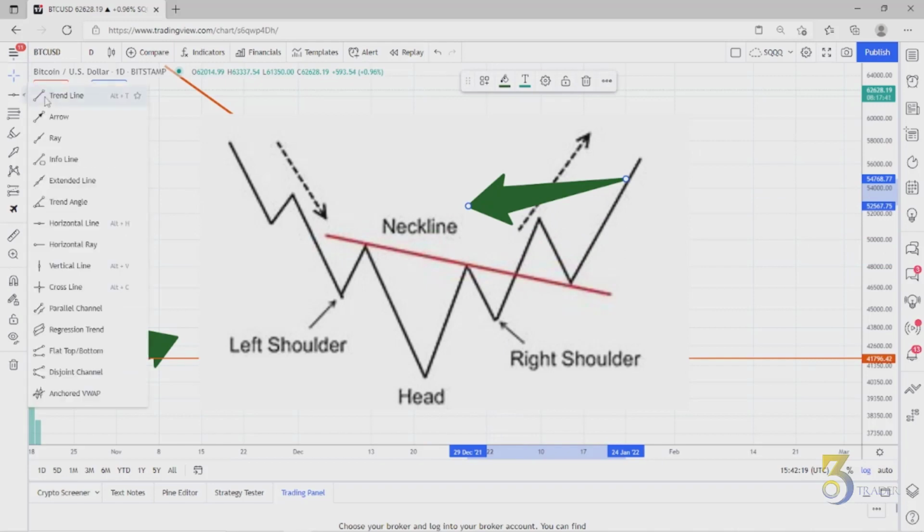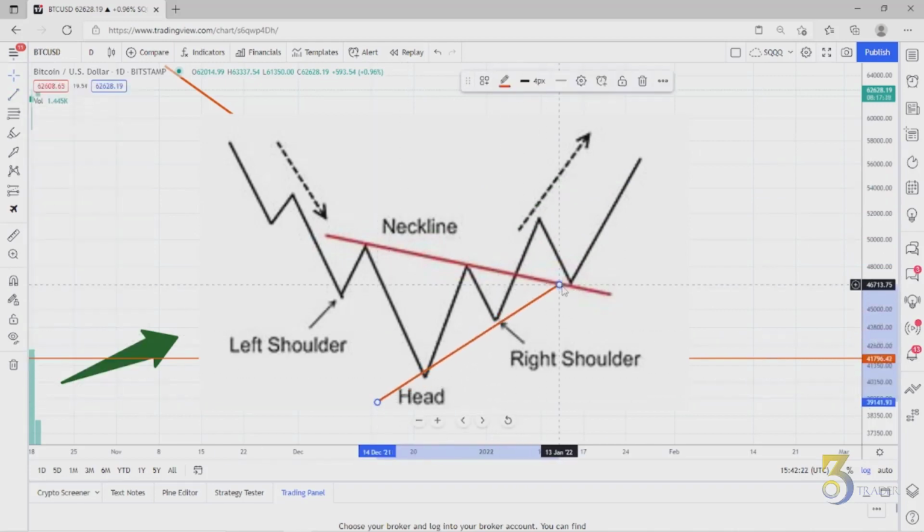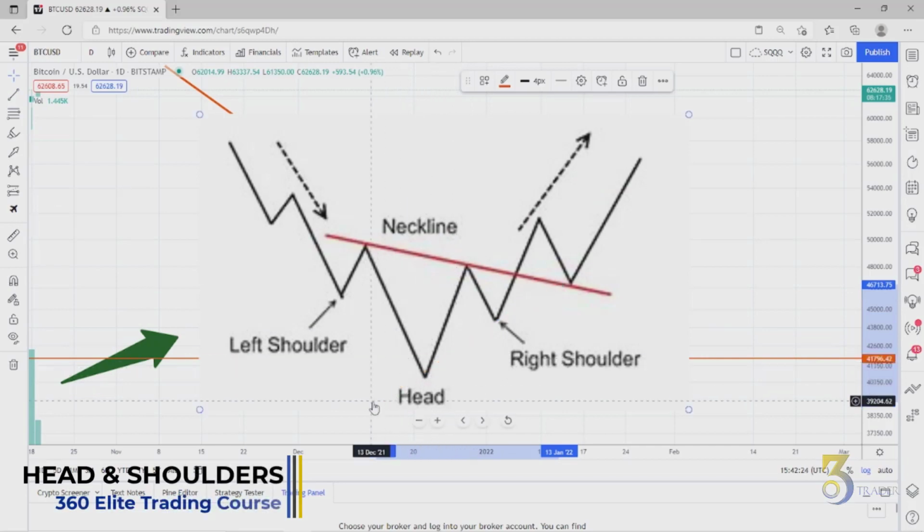Meanwhile, I love this. I love when I can put two patterns together.